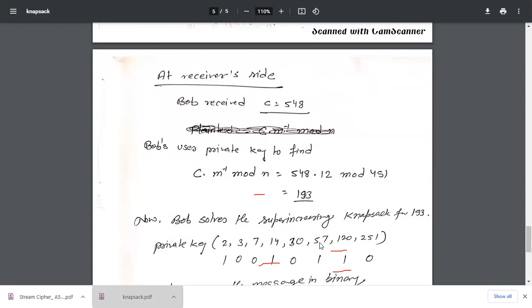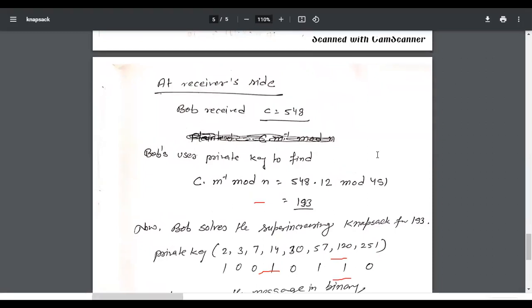So we can consider 57. So it should be 1. Now the updated value is 73. Wait, I will solve this function. Here sum equal to 193. So first we compare 193 with 251.